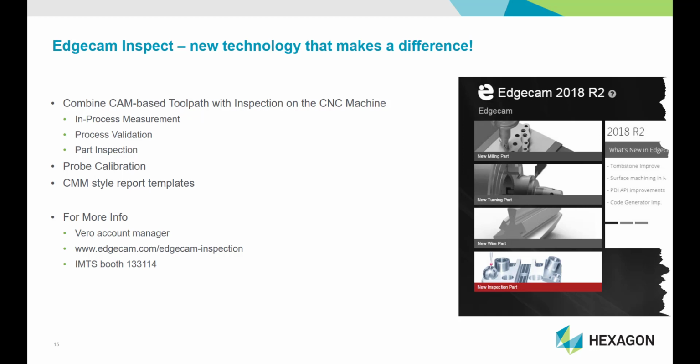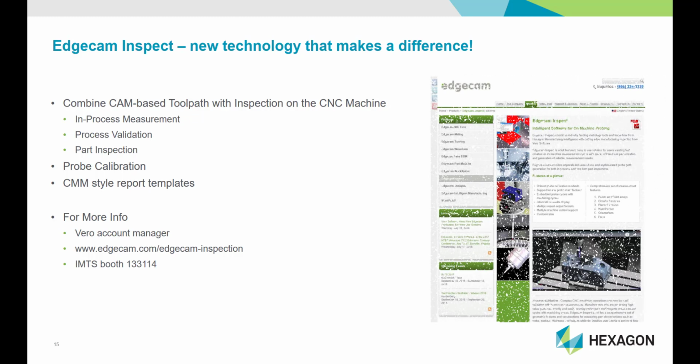As many of you know, Hexagon Manufacturing Intelligence acquired Vero Software in 2014, and this latest product is a great example of the collaboration between the metrology and manufacturing experts in both companies. More importantly, Edgecam customers have access to both the Hexagon metrology expertise and the Vero software manufacturing experts. We're under one roof. For more information on Edgecam Inspect, we encourage you to reach out to your Vero account manager and learn more at the product website.